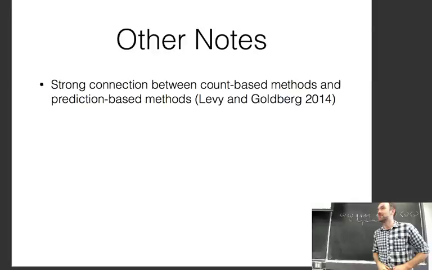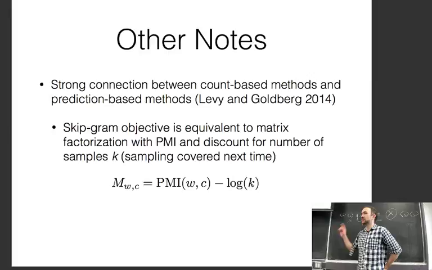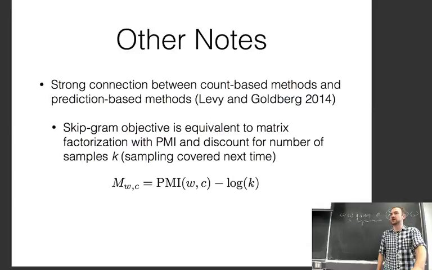Yeah, exactly. They show that the objective that you're optimizing is similar to the objective based on a matrix factorization, where each element of the matrix looks something like this, where K is the number of negative samples, which, as I said, we're going to talk about next time. But it's interesting because, unlike most neural networks, the skip-gram objective and the CBOW objective are so simple that you can actually go in and do this analysis.